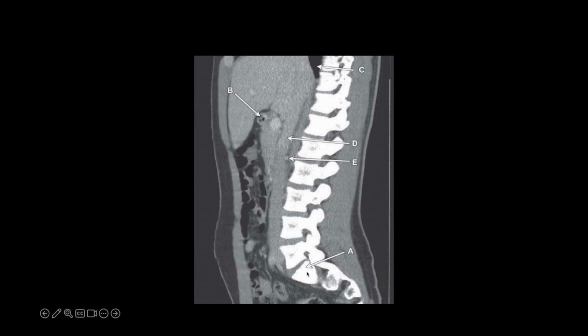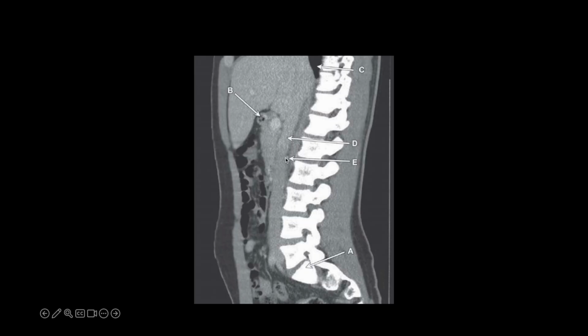A is your S1 vertebral body, L5, S1, it looks like this, as we know. B would be your duodenum. C would be your lower lobe of the right lung, because we're towards the right, this would have to be the right lower lobe. D would be the IVC, because it's going through the liver, and this is IVC and not aorta because there's no vessels coming off anteriorly.